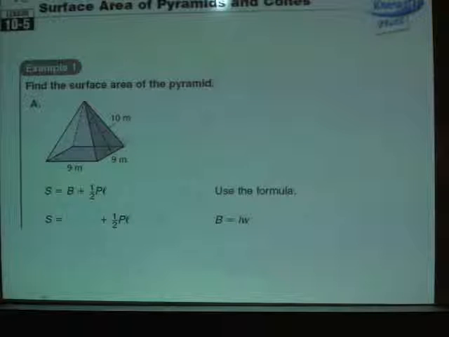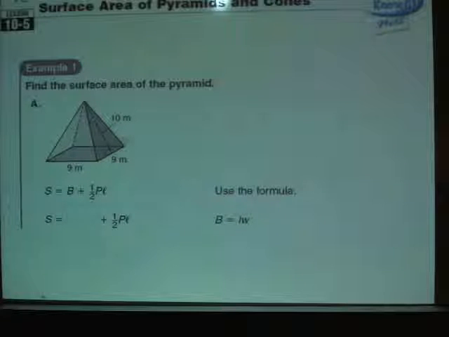And then we're going to add to that 1/2. We're going to multiply that 1/2 by the perimeter of the base, which is what P is. We've seen that before. And then L, that's the new one, but we just talked about it. L is the slant height. So once we multiply together 1/2, the perimeter of the base, and the slant height, and add that to the area of the base, that's how I find the surface area of my pyramid.